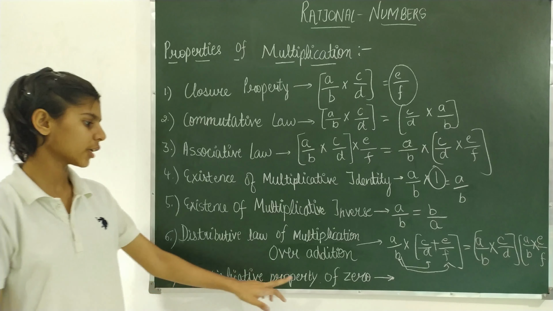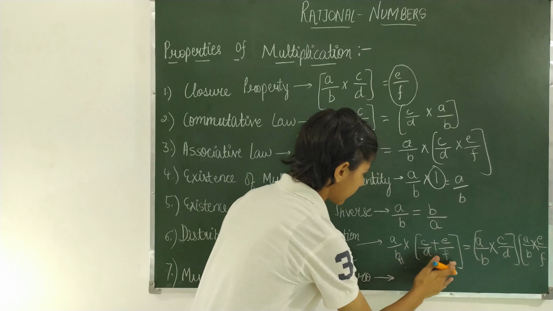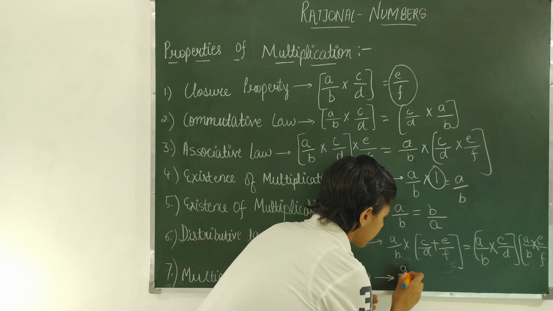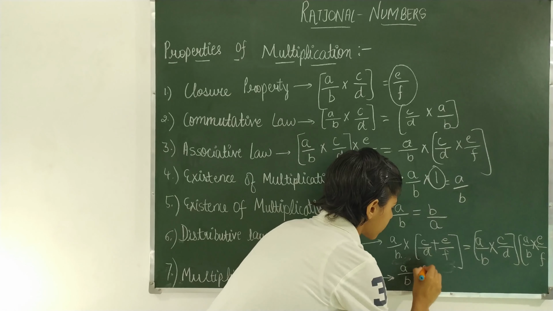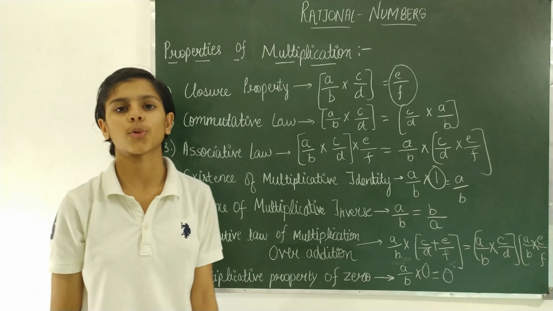Next is multiplicative property of 0. It is so simple that if we multiply 0 with any number, for example a by b into 0, the answer becomes 0. This is the multiplicative property of 0.